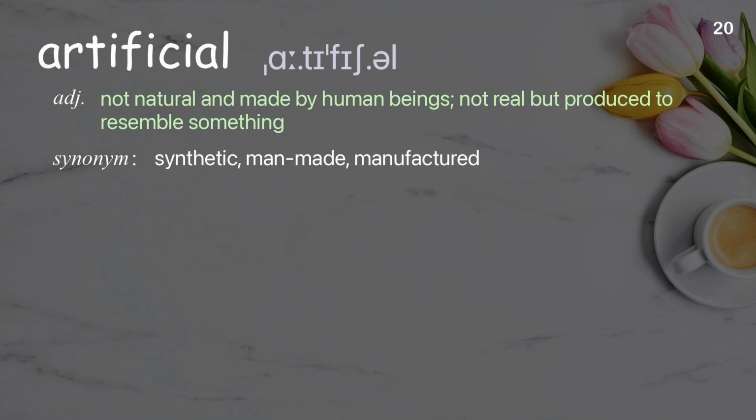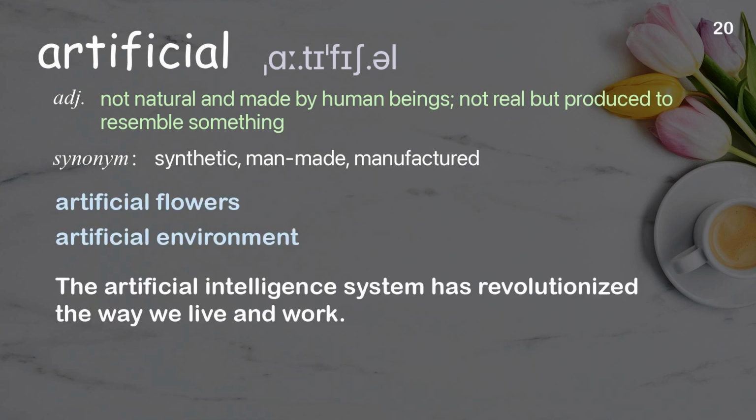Artificial. Not natural and made by human beings; not real, but produced to resemble something. Examples: Artificial flowers, artificial environment. The artificial intelligence system has revolutionized the way we live and work.